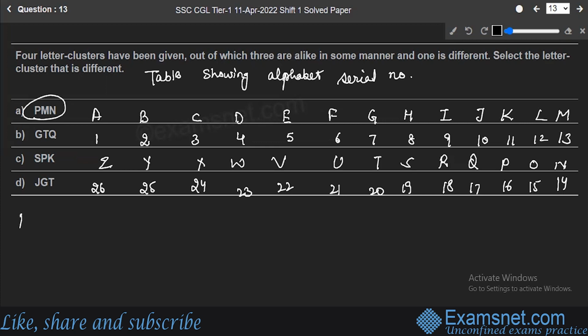So let's see what the pattern is being followed in these set of alphabets. Let's write them. Here is P, M, N. The next one is G, T, Q. The next one is S, P, K. Then you have J, G, T. See, in the first one, let's write down the numbers of these alphabets below. P is at number 16, M is at number 13, and N is at number 14.